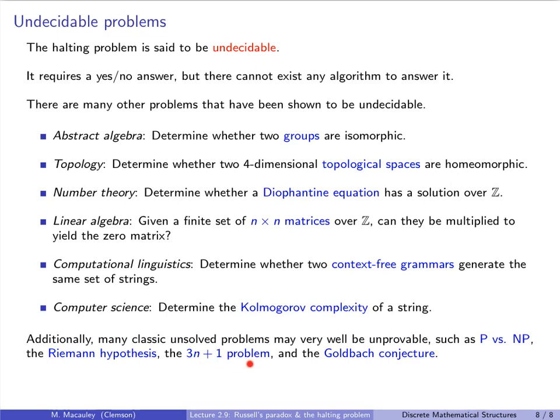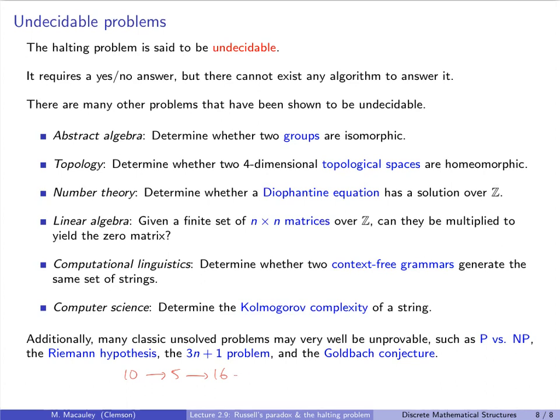The 3n plus 1 problem, this is a really fun problem. It's really simple to state. You start with an integer, let's say 10, and if it's even, you divide by 2, so you get 5. If it's odd, you can't divide by 2 and get an integer, so you multiply by 3 and you add 1. So 5 times 3 is 15, plus 1 is 16.